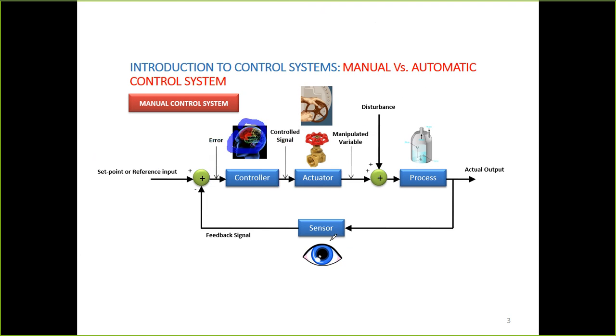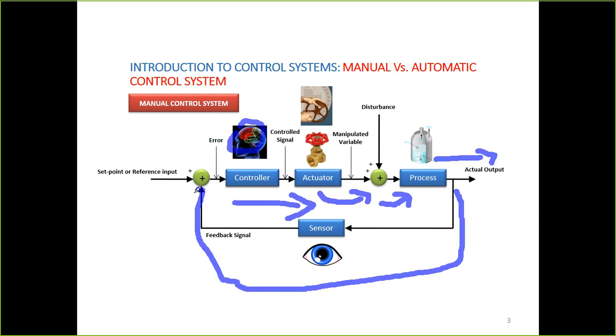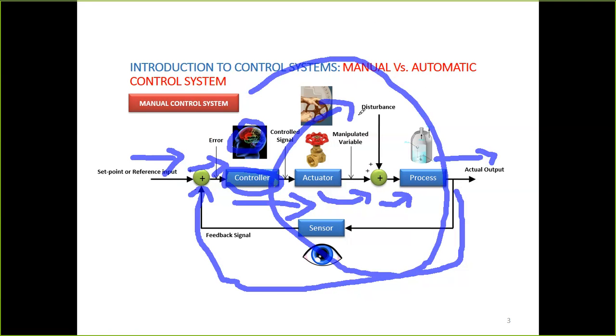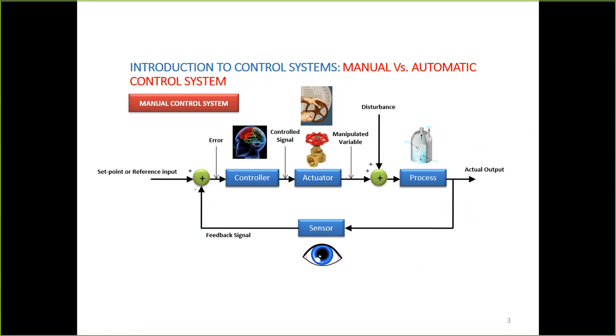We can continue. Based on the brain signal, the brain will give a control signal to your actuator. From that, you will get a variation that will cause a disturbance, that will stimulate the process. From that, you will get the output. That output will be sensed by our eyes. Again, it will be fed here. Both the signals will be compared, and the difference will be found as error. It will go in a cycle until you reach your need. So this is manual.